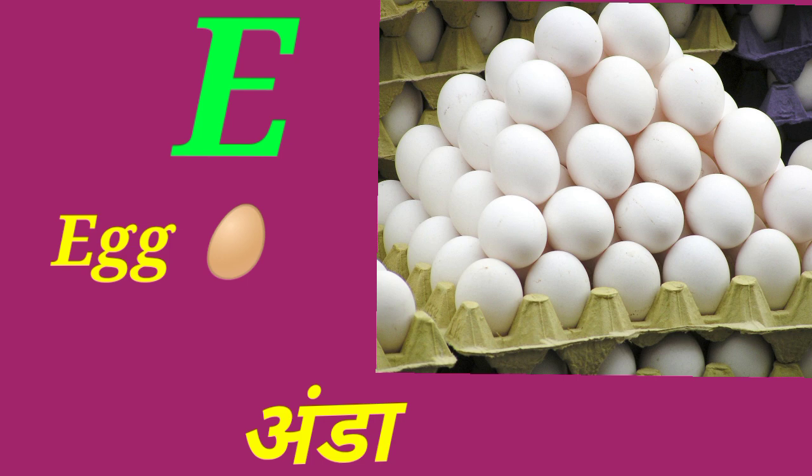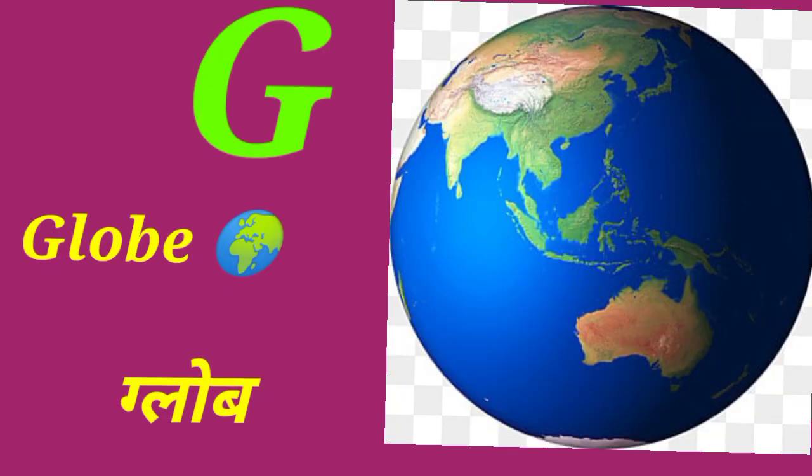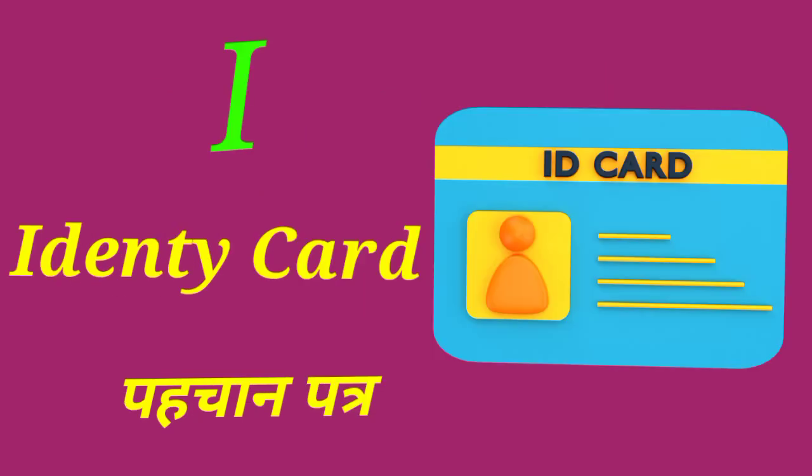E is for egg. F is for five. G is for globe. H is for hen. I is for identity card.